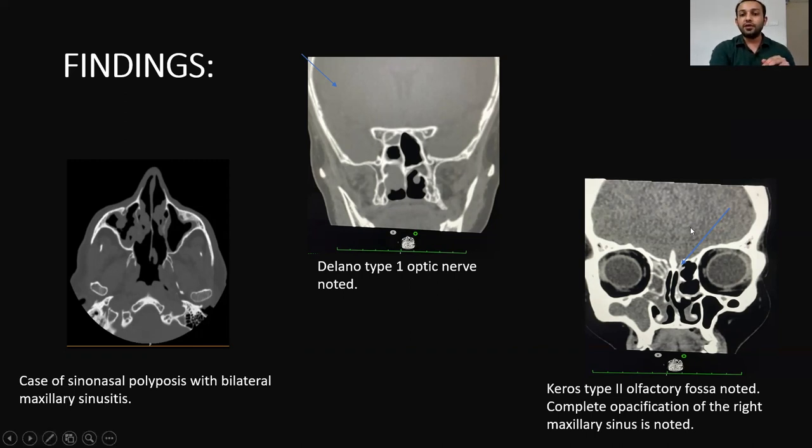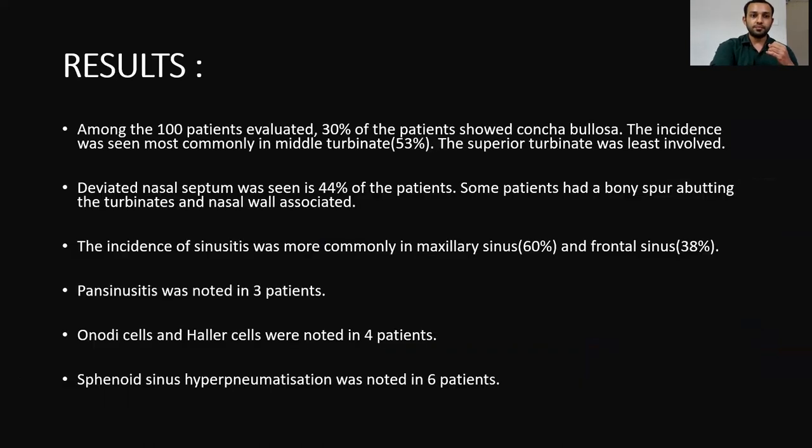Then here we have Keros type 2 olfactory fossa that is noted. Keros classified the olfactory fossa into three types. Type 1, depth of the olfactory fossa is 1 to 3 mm. Type 2, 4 to 7 mm, and type 3, 8 to 16 mm.